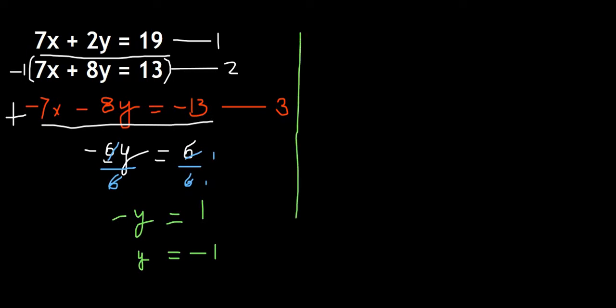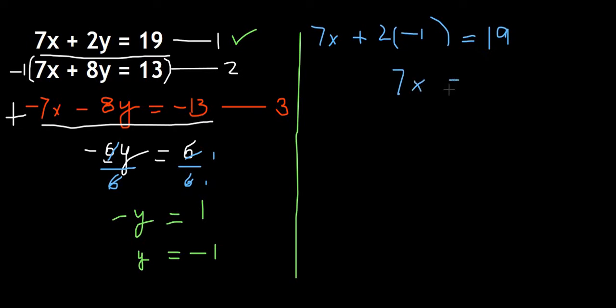Now what we have to do is simply find the value of x just by putting the value of y equals minus 1 into any of the equations. So let's choose equation number 1. So 7x plus 2 into the value of y, which is minus 1, and then equals 19. So 7x, I'm telling you why, equals 19.